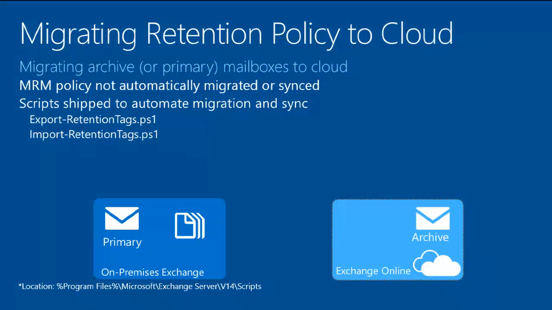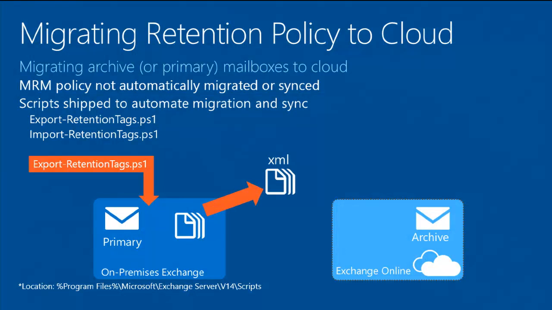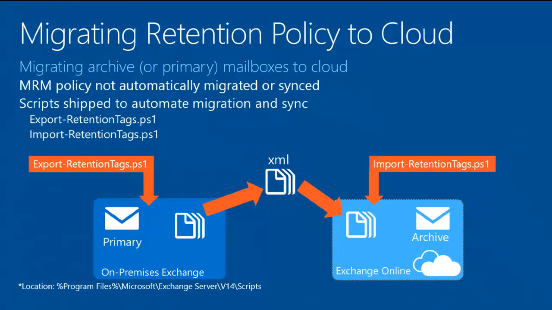Okay, migrating retention policy. So once you set up your Exchange Online Archiving, one of the first things you need to do is migrate your retention policy to the cloud before you create a single archive mailbox. It's very simple. We ship two scripts which reside in your Exchange Server installation scripts folder, export retention tags.ps1 and import retention tags.ps1. And no prizes for guessing. The first one is going to export to an XML file, and then you go to the cloud and you import that using import retention tags.ps1.